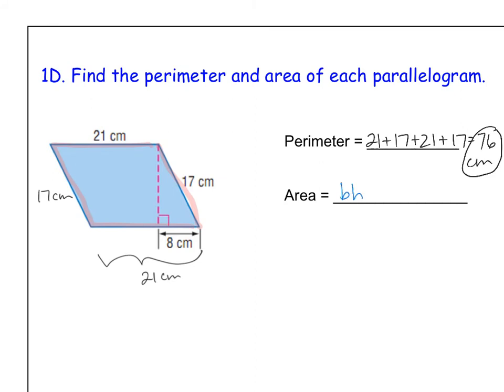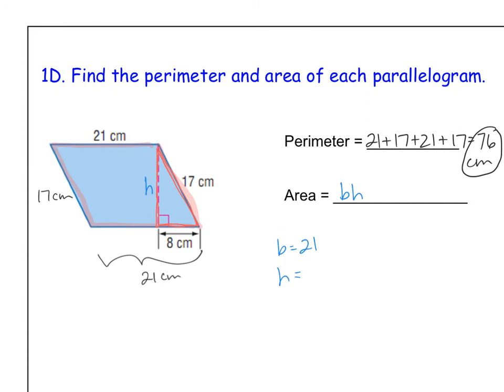Area is going to be base times height. I can see the base is 21. But the height, this would be the height, and I don't know what that height is. It's unknown at this time. So we're going to do some Pythagorean theorem and try to figure that out. And we're going to use this triangle over here. I'll outline it in red to do the Pythagorean theorem and find the height.